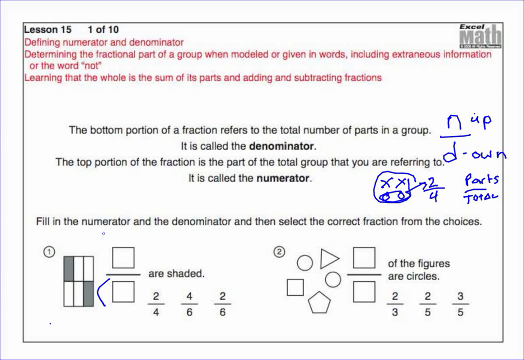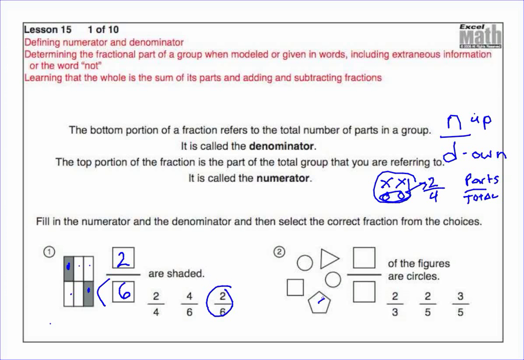It says fill in the numerator and denominator and then select the correct fraction from the choices. Here's a picture of a rectangle that's been split up into 6 pieces. So the denominator is going to be 6 because there are 6 total parts. And then 2 of these parts have been selected or shaded. So 2 of the 6 are shaded. We circle 2/6. Fill that in on your paper and circle that one. And then go ahead and try number 2 by yourself. Pause the video, turn it back on when you're ready to see the solution.